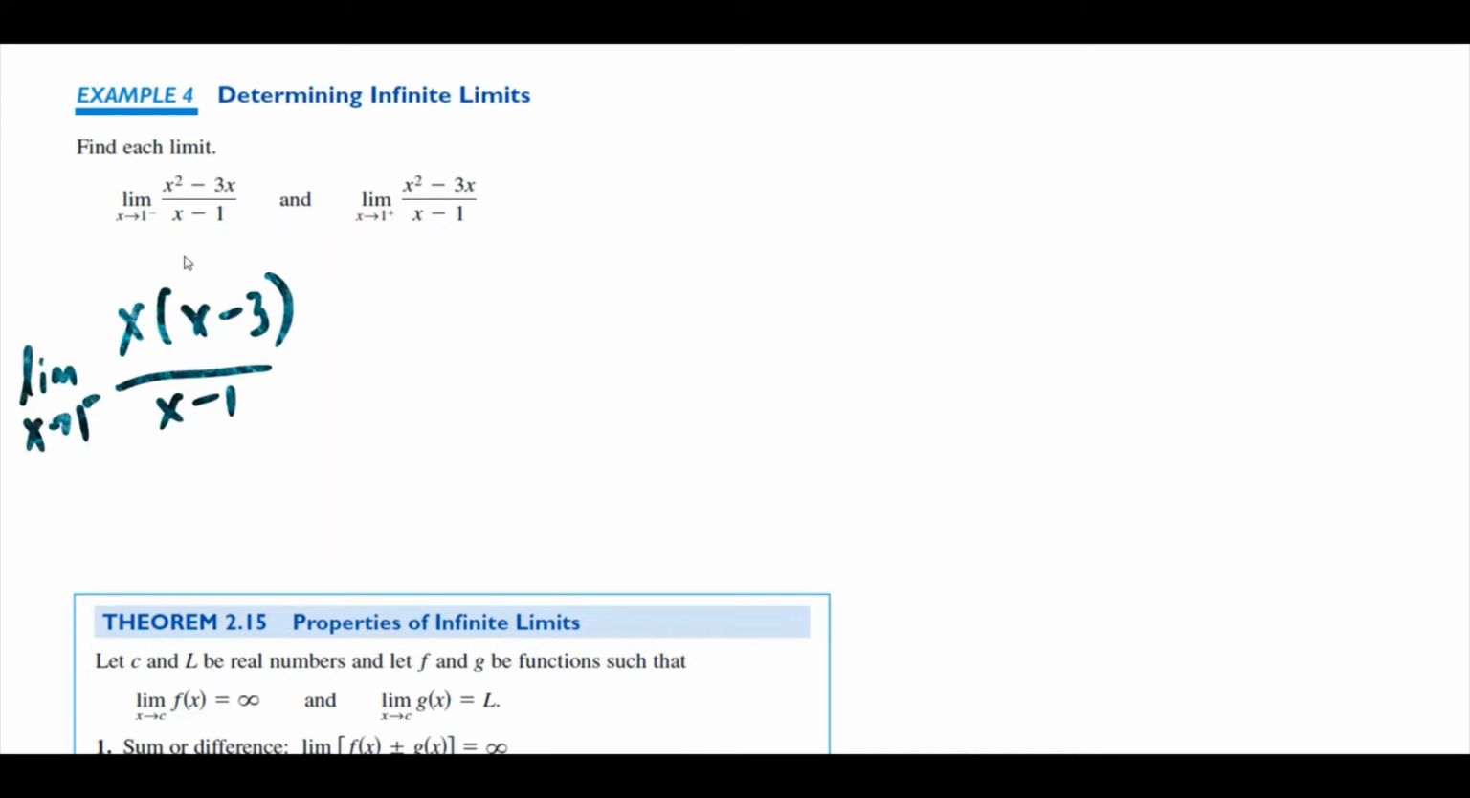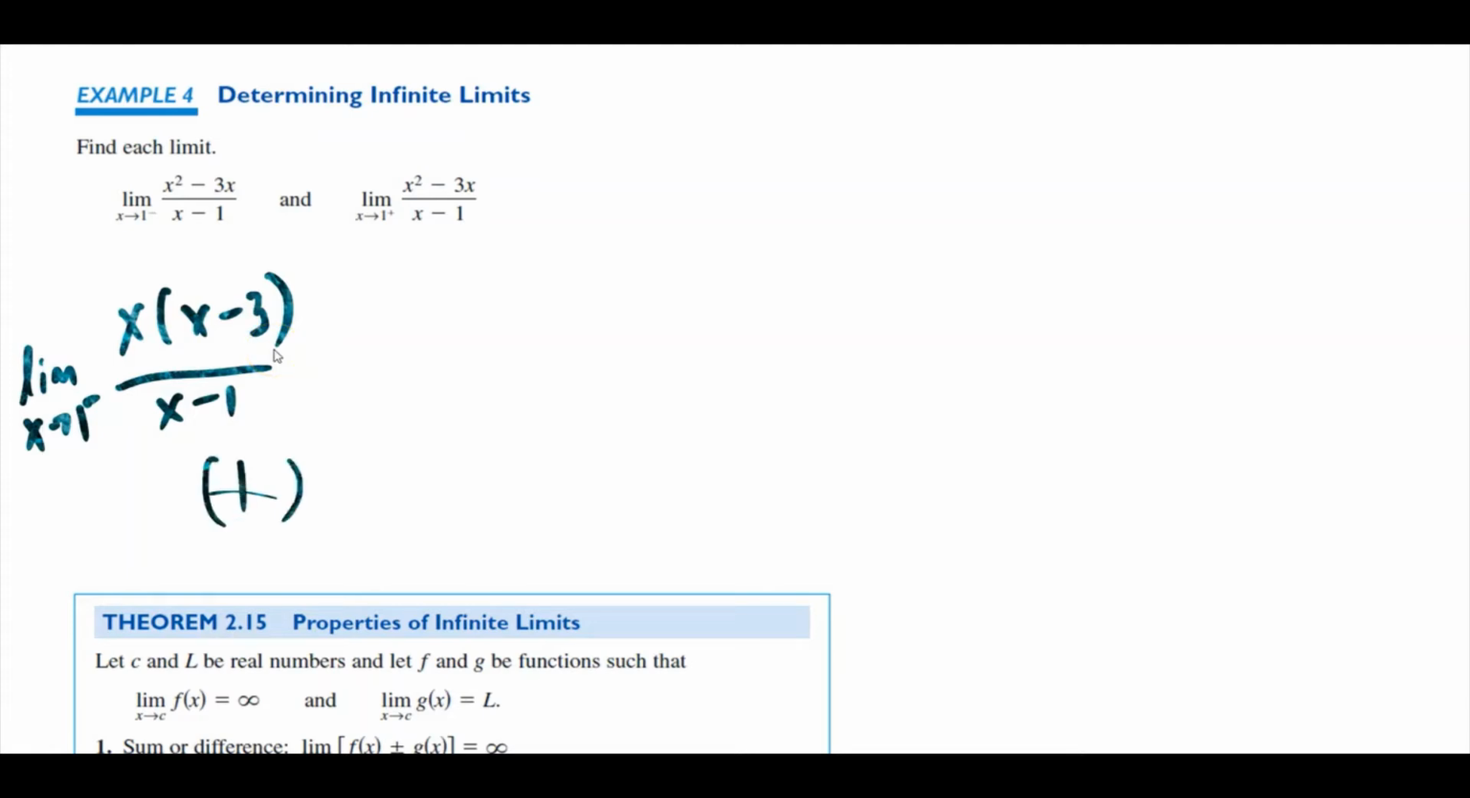And when we approach 1 from the left, that means that our value here in our denominator is going to be negative. Right? Because if we're approaching 1 from the left, that means that we have like 0.9999999 minus 1. That's going to be a very small negative number. And then we have something close to 1 times negative 2, right? Effectively negative 2 here. So we have positive times negative, which is negative.